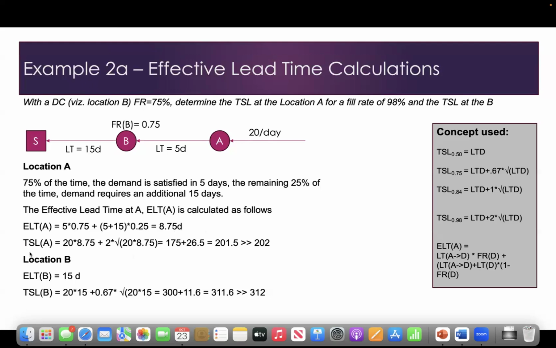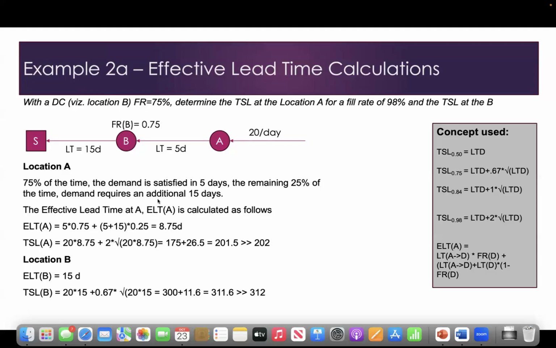And if I use that and just use our formula here, which is given on the left-hand side, you can see that the TSL of A is 20 times 8.75 plus you do the math on it, comes to about 202. Now, because I have a 75% fill rate here, I have to carry some safety stock, as Deepak astutely pointed out. It's an additional formula here. It's 0.67 times the square root of lead time demand. And if I do that, I have to carry 312. So instead of carrying more inventory at A, I'm basically putting more inventory at B.